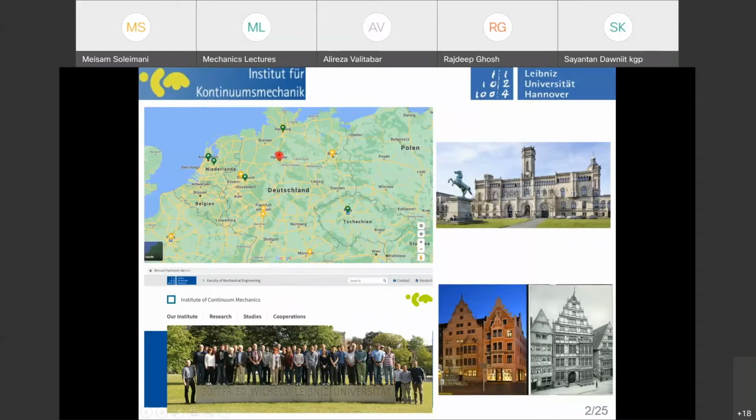This is a photo from around 1800, and this is the present-day situation of this building. You see that it's more or less the same.